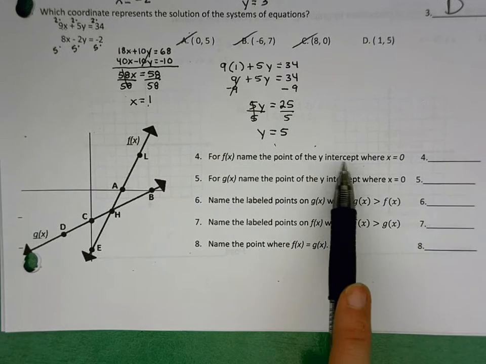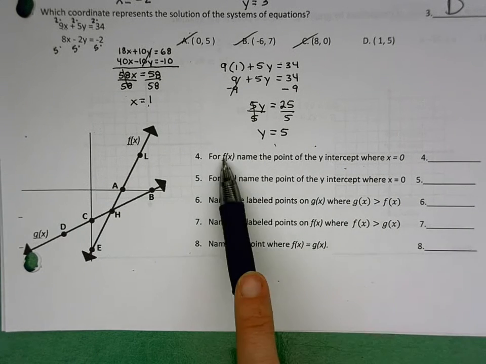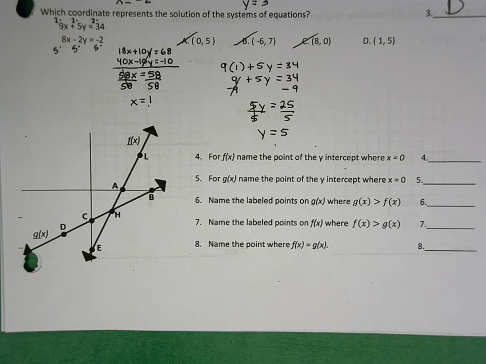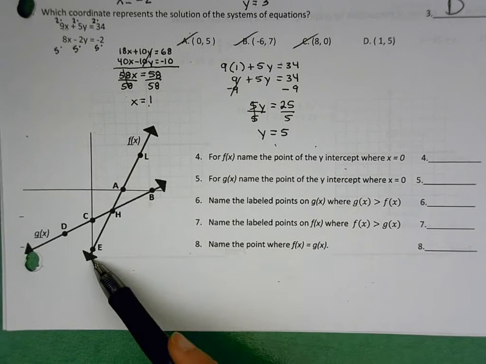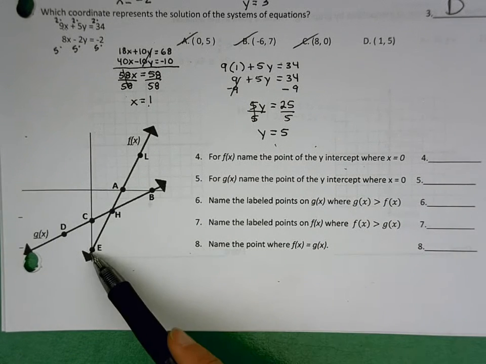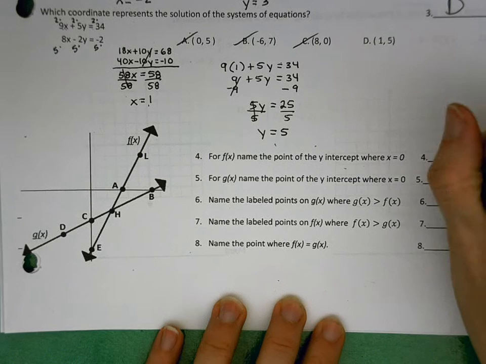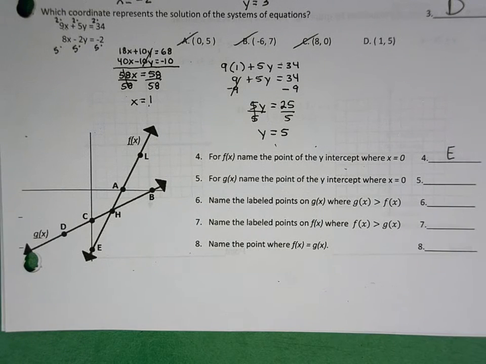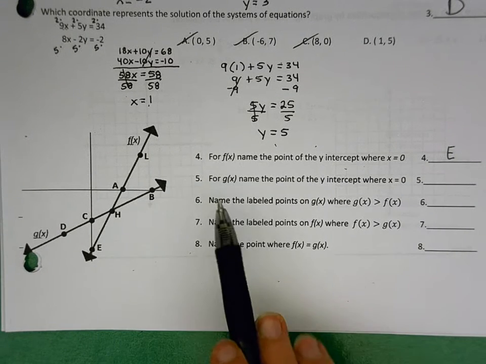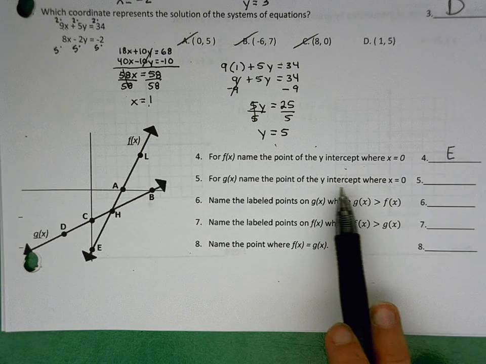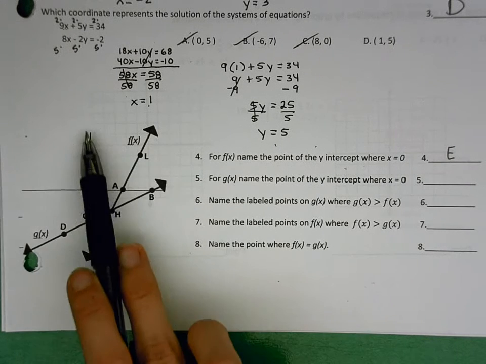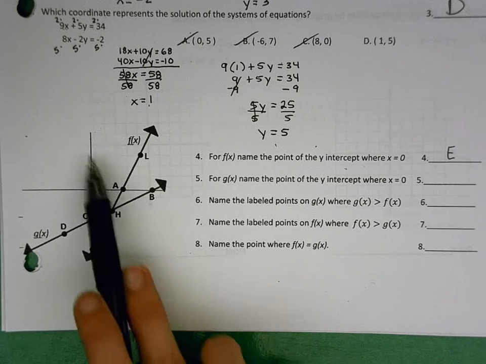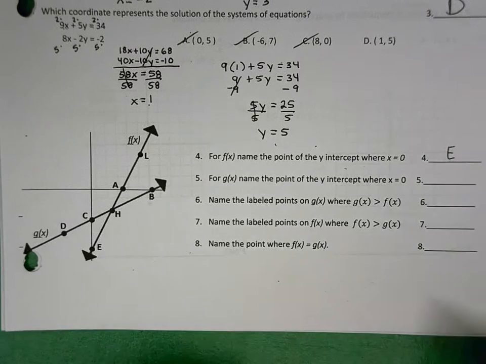If you're looking for a y-intercept, what we're looking for is, where does f of x touch the y-axis? Well, here's my f of x line. Here's my y-axis. F of x touches my y-axis at that point, at E. Okay. Next one, we're asked for g of x, name the point of the y-intercept where x equals 0. So where does g of x touch the y-axis? Well, here's g of x, here's the y-axis. G of x touches the y-axis at this point, at C.